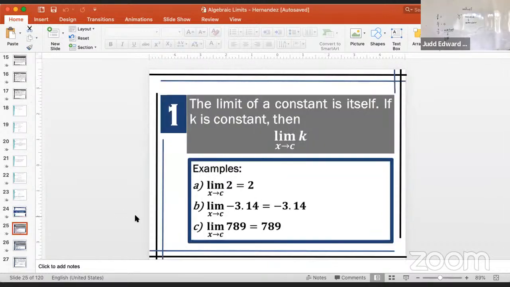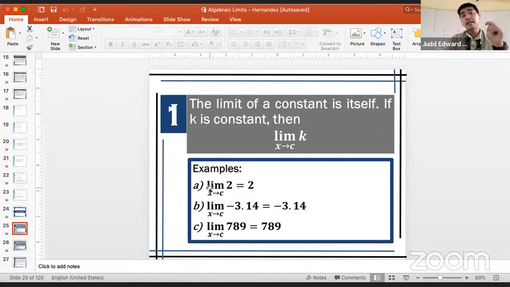Let's start with the first one. The first one is the limit of a constant. So when we say the limit of a constant, always remember that if there is a limit without a variable, tatandaan mo ha, kung meron po tayong limit na wala siyang kasamang variable, the answer is the constant itself.